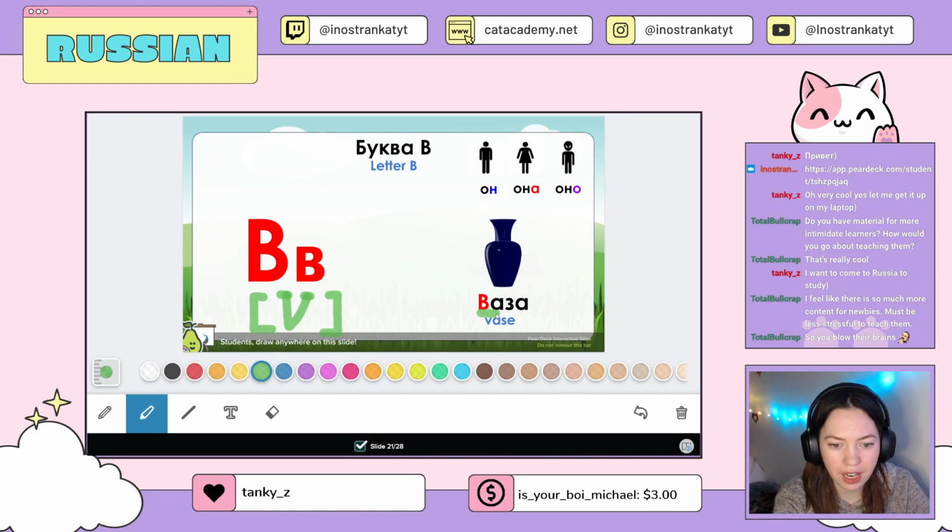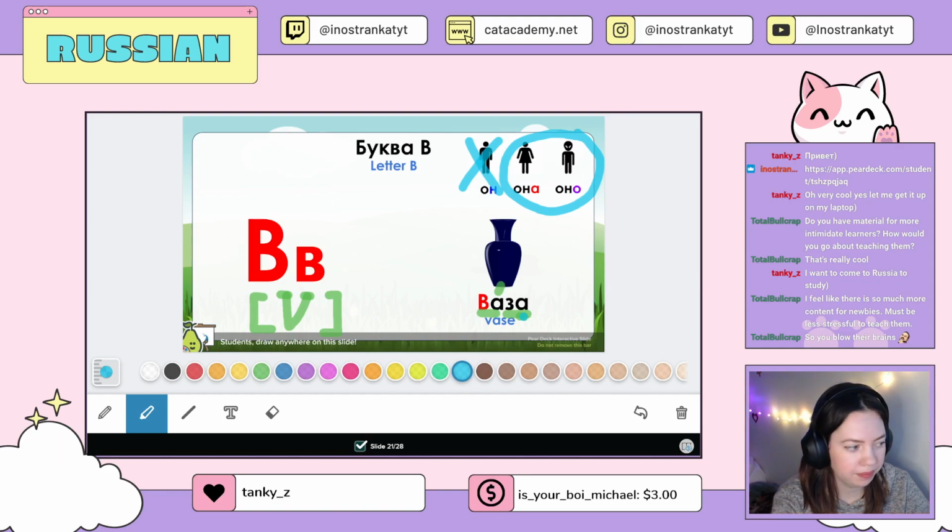Vaza, vaza. So if we look at the final letter, it is A. We know that A is a vowel. So it has to be one of these genders. Maybe female gender, женский род, maybe neuter gender, but it is definitely not on, not masculine. Vaza, vaza. Don't forget to repeat after me loud.